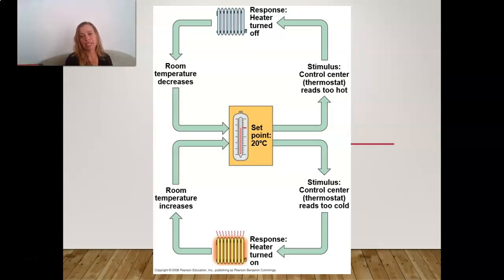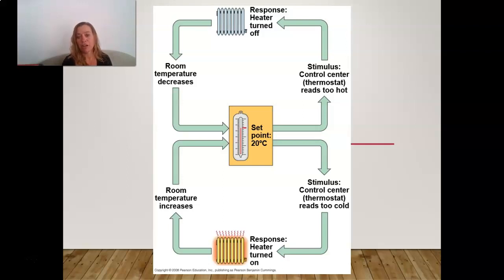So for instance, let's think about a thermostat. You set it at 20 degrees Celsius. Let's say it gets too hot, right? It's summer, it gets too hot. The heater is going to turn itself off. Hopefully the room temperature is going to decrease and it goes back to 20 degrees Celsius.